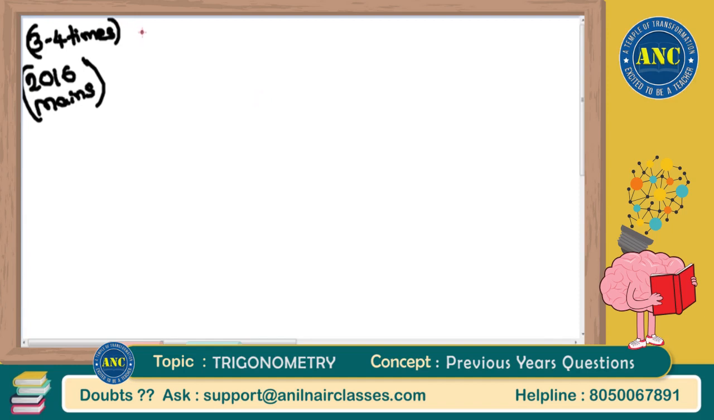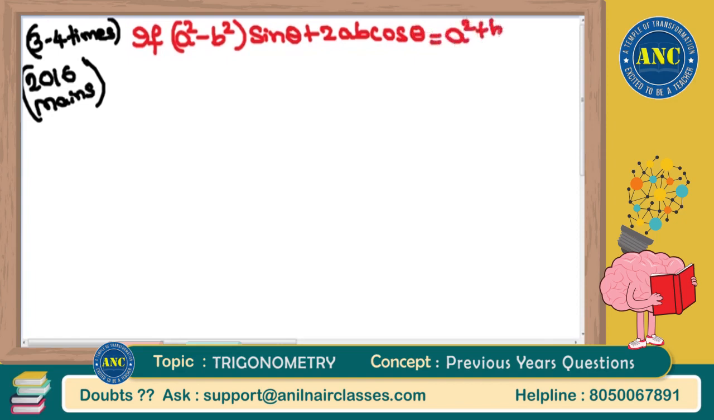Listen carefully, sir. Your question is like this. If a square minus b square sin theta plus 2ab cos theta is nothing but equal to a square plus b square, your question is find the value of tan theta. Let me write the question somewhere here so that I will not need to write that equation once again. Find the value of tan theta is the question.